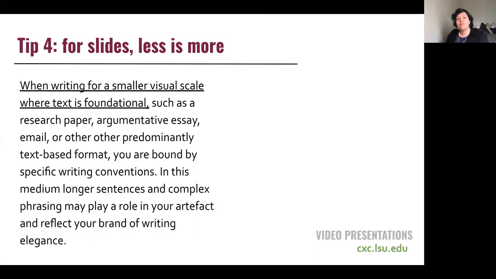When writing for a smaller visual scale, where text is the foundational piece, like a paper, an essay, even a poster or an email, something that's predominantly text-based in format, you're bound by specific writing conventions. In this medium, you might have longer sentences, you might have complex phrasing, and that really becomes a part of how you demonstrate your ability, your acumen, and your elegance in the format.